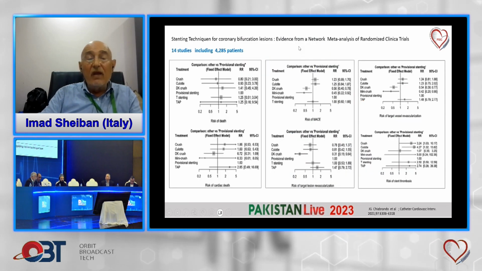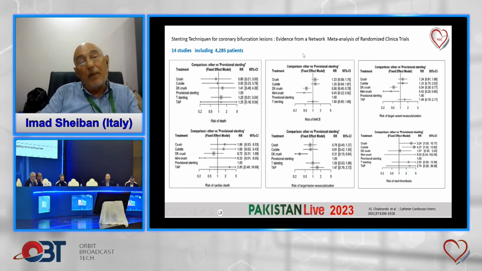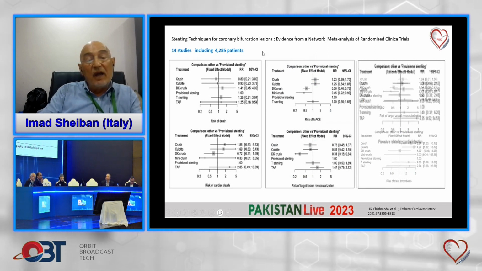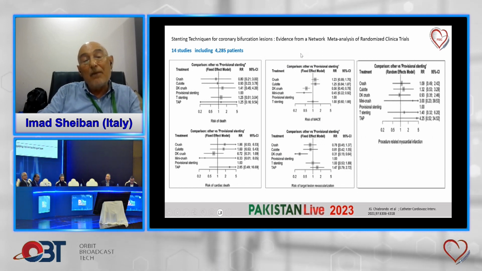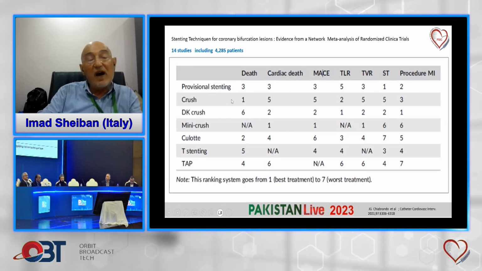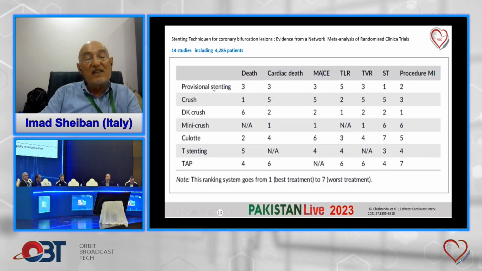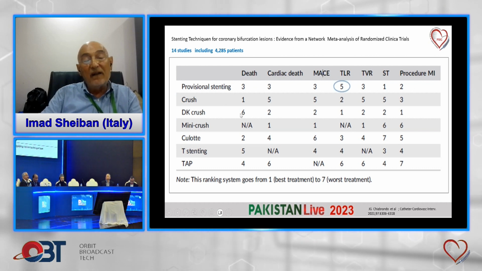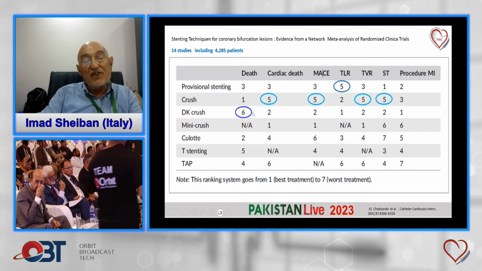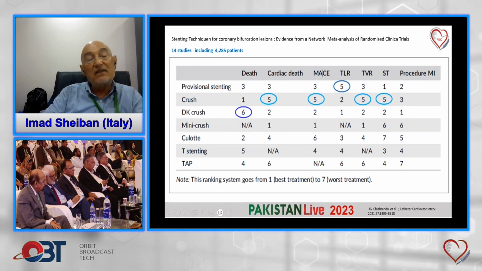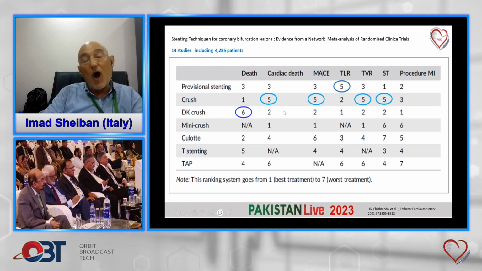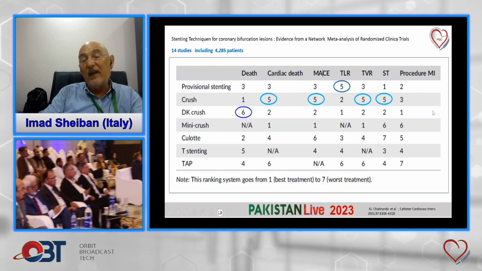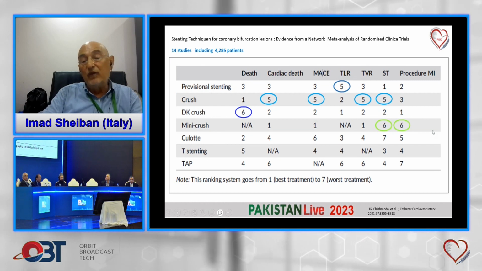And if we now ask the question, which approach is the gold standard or the best one? Well, coming to this meta-analysis, you can see that all have some pro and some contra, and then if we go to the final score from this meta-analysis, you can see that any of these approaches will have some pro and some contra. But if you look at DK crush for two-stent technique as compared to provisional stenting, it has the lowest score. That means the best performance in terms of clinical outcome as compared to all other two-stent strategies.